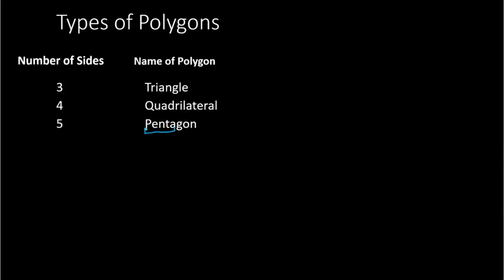So a 5-sided shape is a pentagon. A 6-sided shape would be a hexagon. So hexagon, the prefix hex, that would be 6. A 7-sided polygon is called a heptagon. So the prefix hepta means 7.